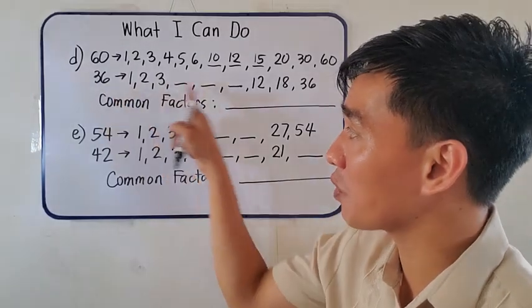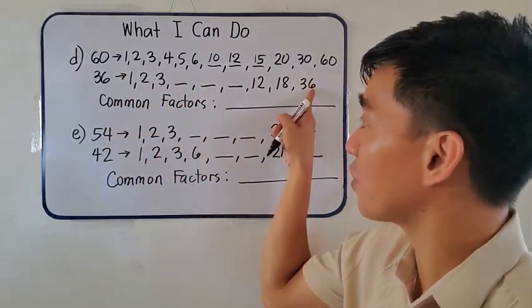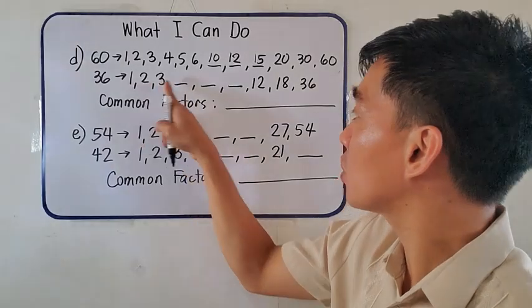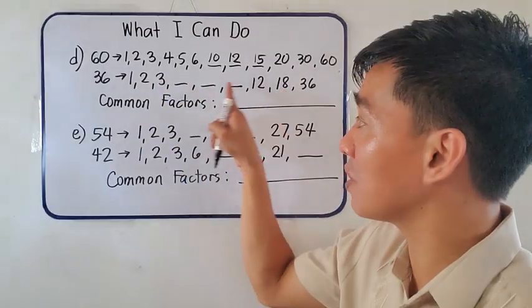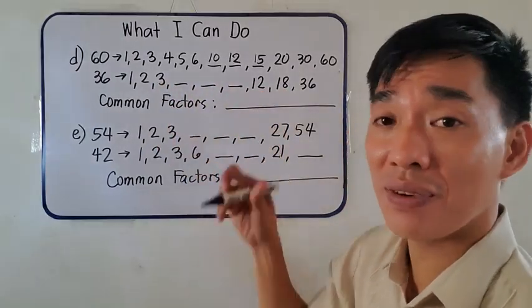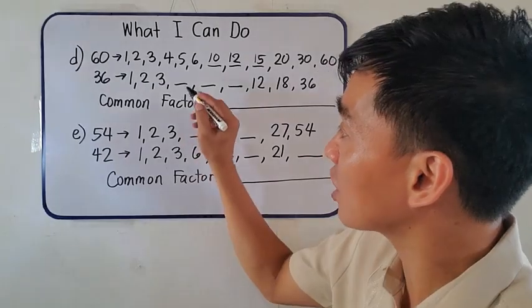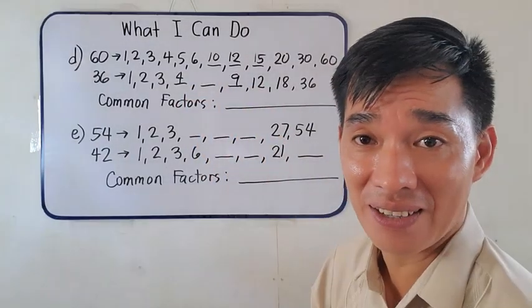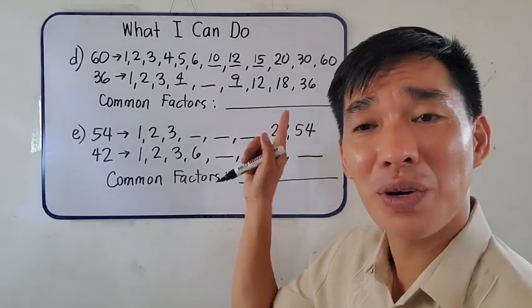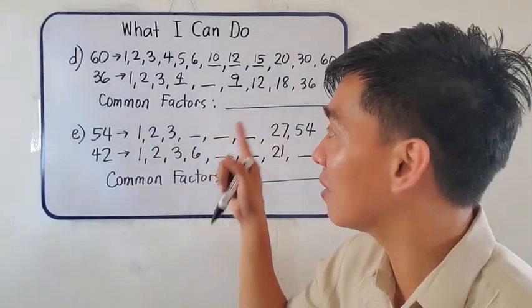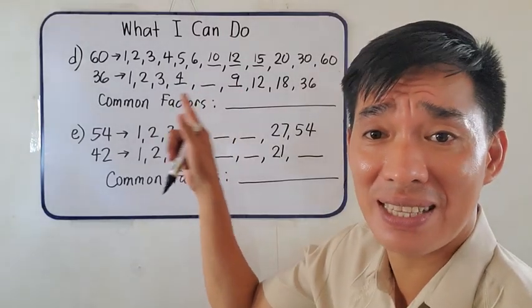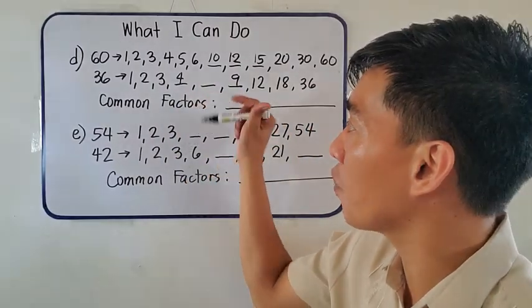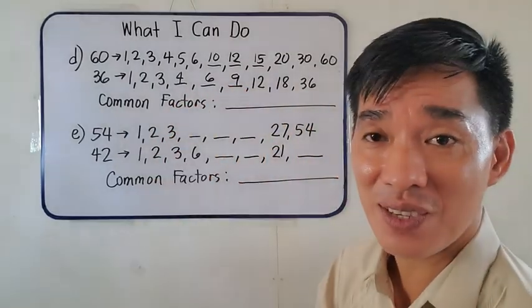Let's proceed to 36. 1 times 36 is 36. 2 times 18 is 36. 3 times 12 is 36. The next one is 4 times 9 once again. And because we already have this a while ago, you just copy the same factors. And of course, 6 times 6 is 36.